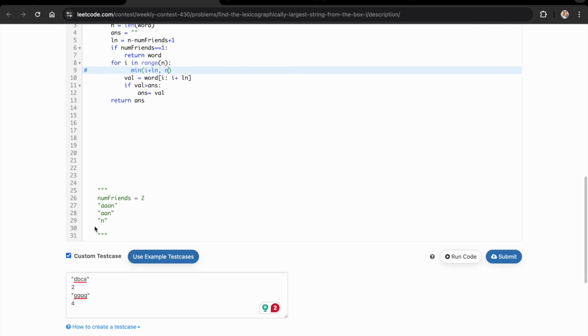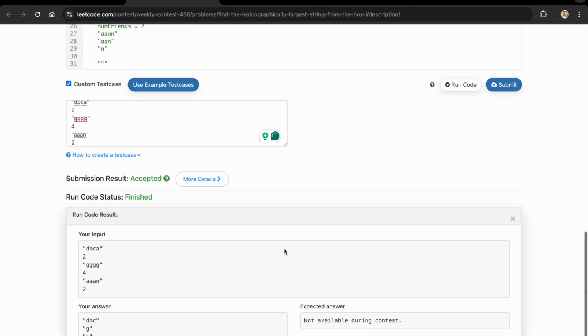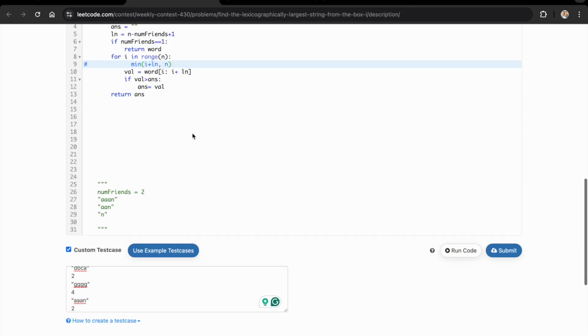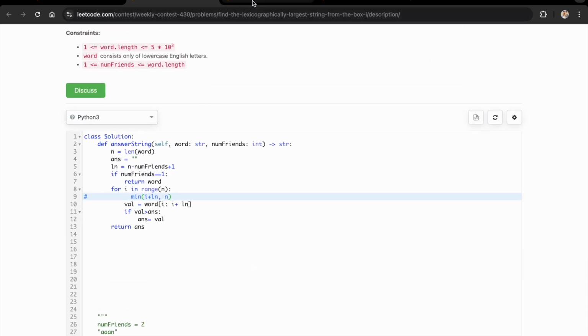Okay, so let me just try to run this case as well. If we are having a 2, then it should return n. Okay, so that's it for this question. Let's move to the third one.